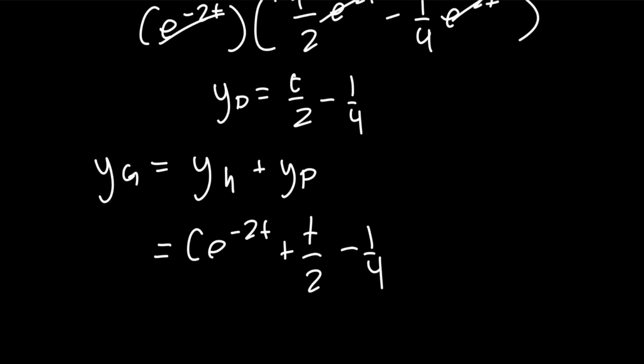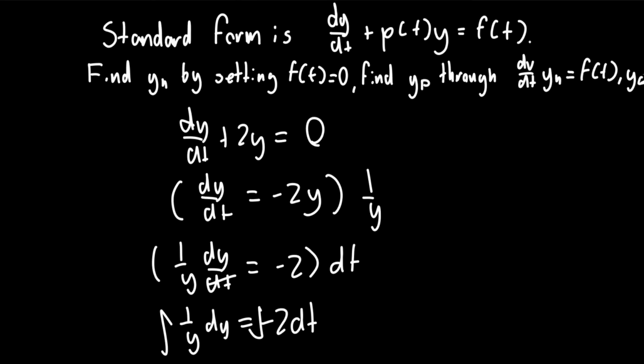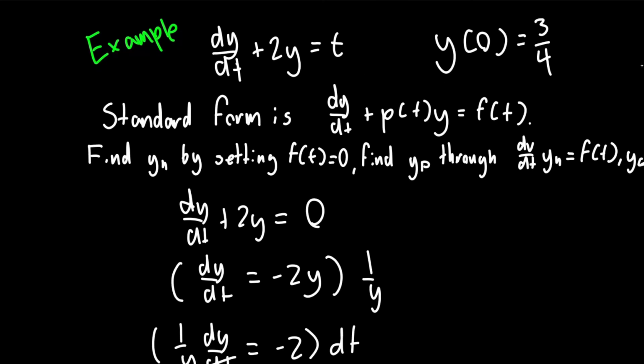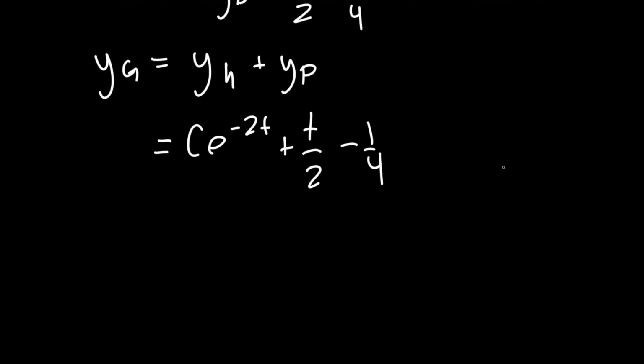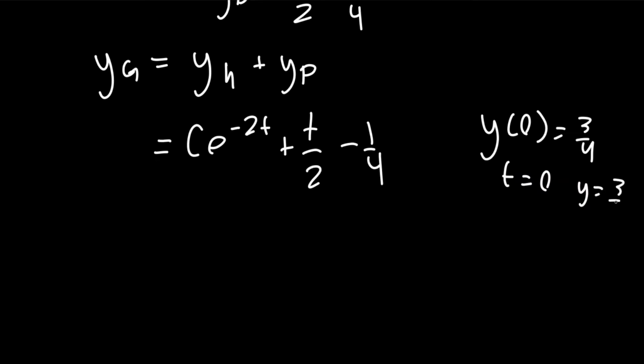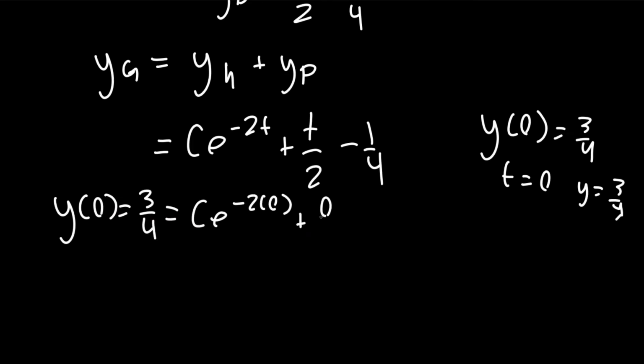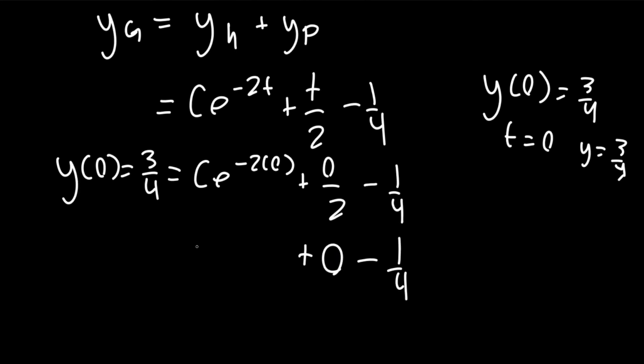Are we done? Not quite, because we are given an initial condition, y of 0 equals 3/4. So y of 0 equals 3/4, which actually just means t equals 0, y equals 3/4. So y of 0 equals 3/4, which equals 3e to the minus 2 times 0 plus 0 over 2 minus 1/4. And 2 goes into 0 exactly 0 times. That 1/4 stays because it's a constant.